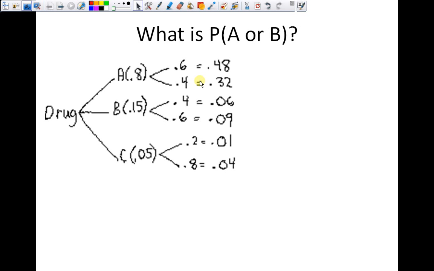Now the next one says, what is the probability of A or B? What's the probability that you use drug A or B? Well, these are mutually exclusive events, or sometimes we call disjoint events. You're not going to use joint drug A and drug B on the same case. Well, I guess that is possible, but it's not relevant to the problem here. So they're disjoint. So you can just add those up. That's 0.8 plus the 0.15. That's a 95% chance that either A or B is used. There's a 5% chance that you don't use A or B.